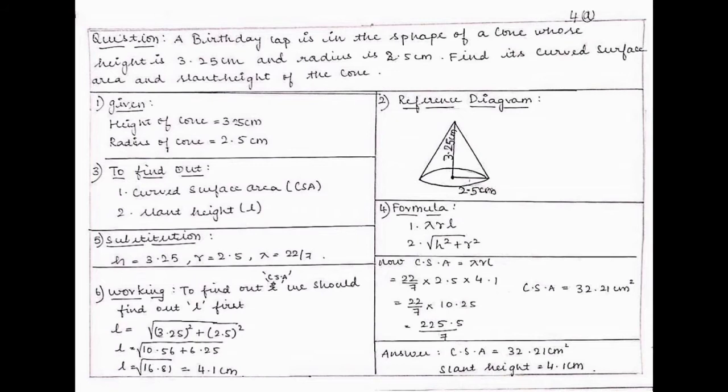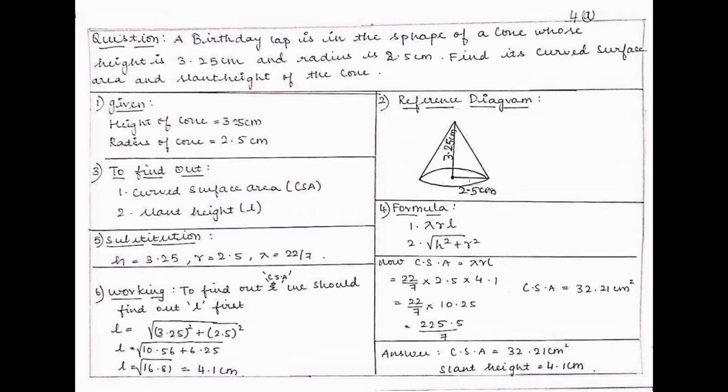So height is 3.25 centimeter and the radius is 2.5 centimeter. When we substitute in the slant height formula, we will get whole root of 3.25 the whole square plus 2.5 the whole square. 3.25 into 3.25 is 10.56, and 2.5 into 2.5 is 6.25. When we add 10.56 plus 6.25, we will get 16.81. So the whole root of 16.81 is 4.1 centimeter.